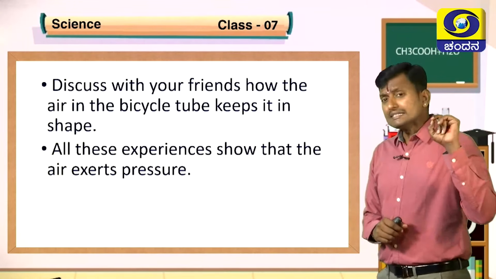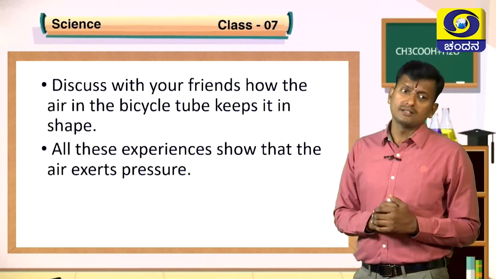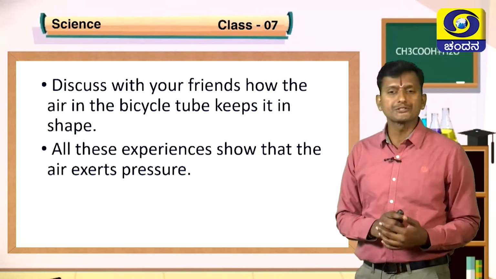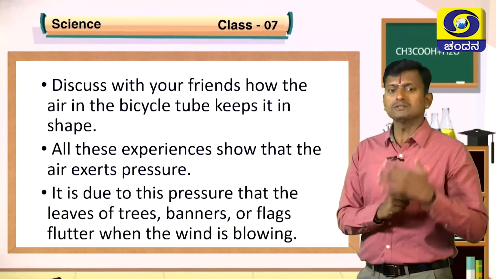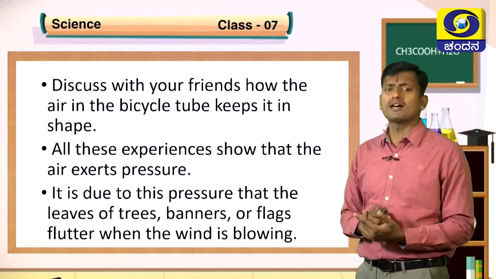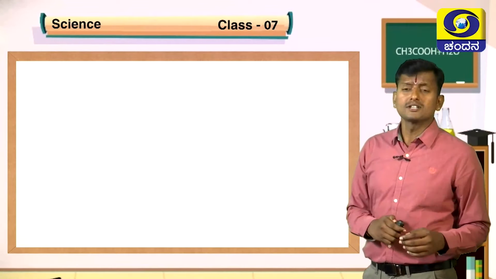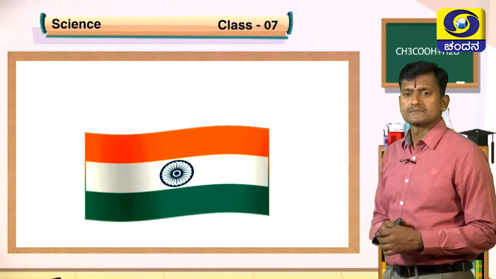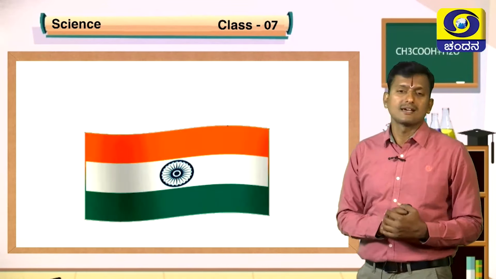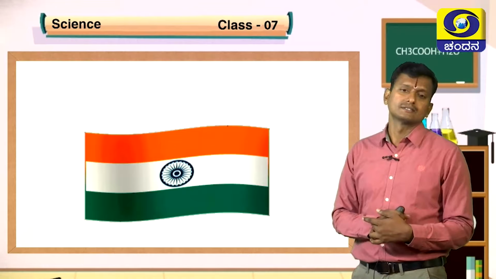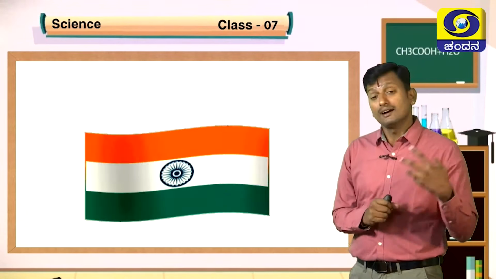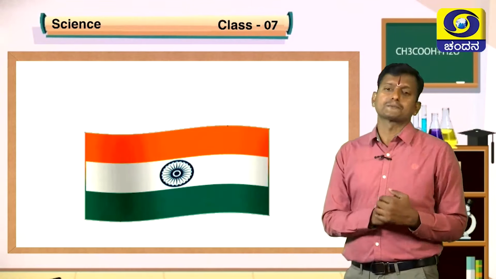Okay. All these experiences show that air exerts pressure. Due to this pressure, the leaves of trees, banners or flags flutter when the wind is blowing. So wind is the main cause for the fluttering of flags, leaves, everything. So you come to an idea that air exerts pressure.